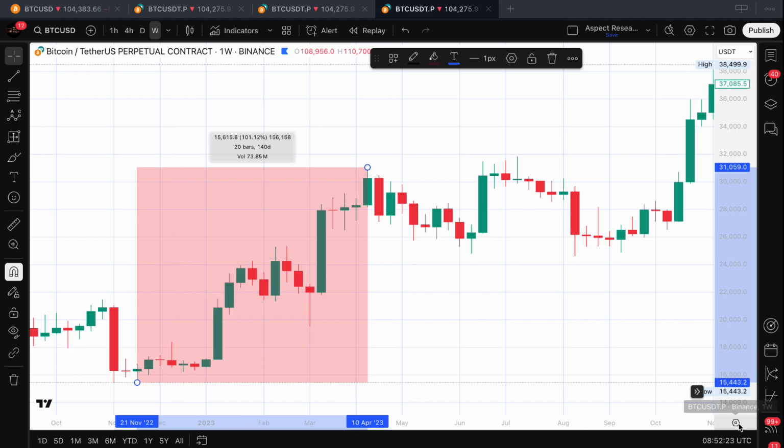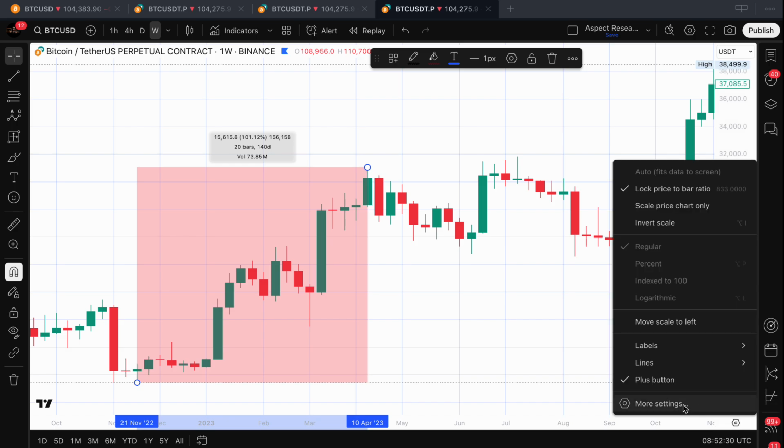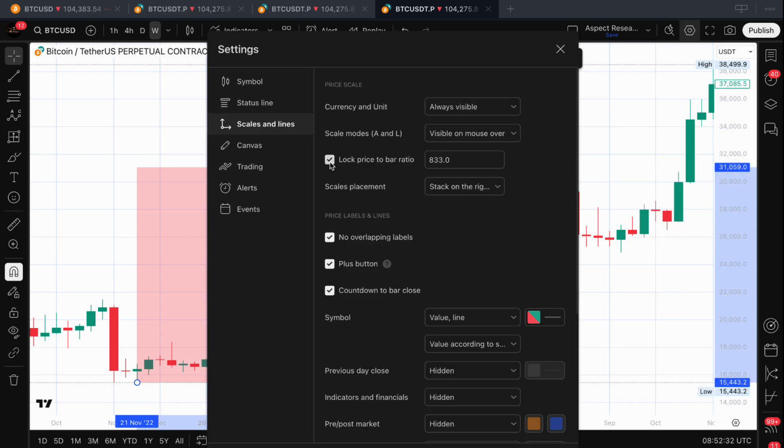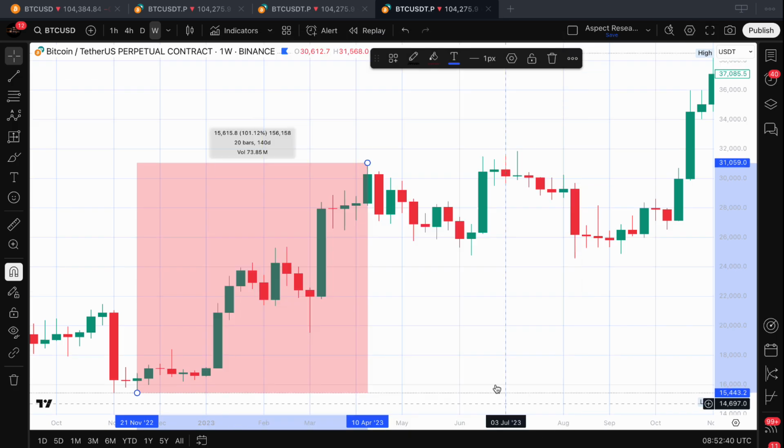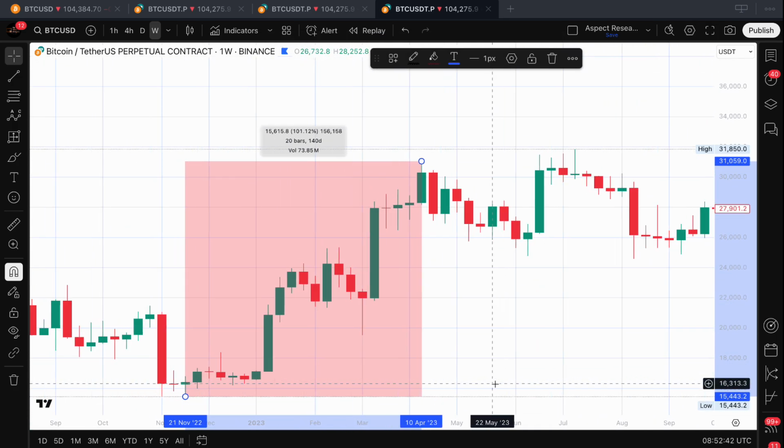How do we do it? Go to the right hand corner of the screen, the settings button, more settings, lock price to bar ratio, type 780. Okay. Now the chart is square.